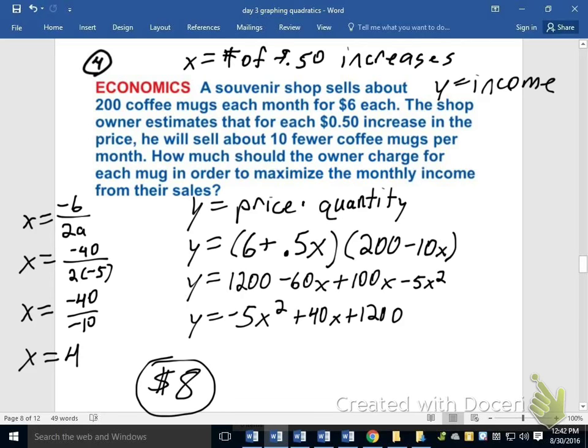If you want to know the actual income that the owner would now have, you just plug the x equals 4 into your function, and the value that pops out would be the income that the owner could now anticipate. And we're done with the problem.